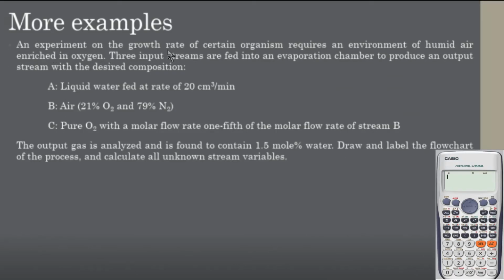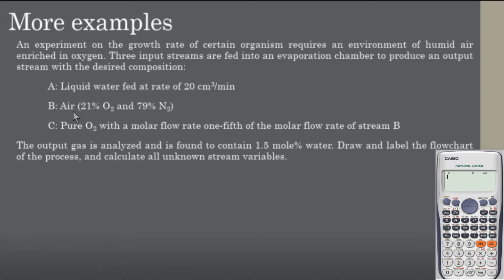An experiment on the growth rate of certain organism requires an environment of humid air enriched in oxygen. 3 input streams are fed into an evaporation chamber to produce an output stream with the desired composition. We have our 3 streams here. Stream A is liquid water fed at a rate of 20 cubic centimeters per minute.